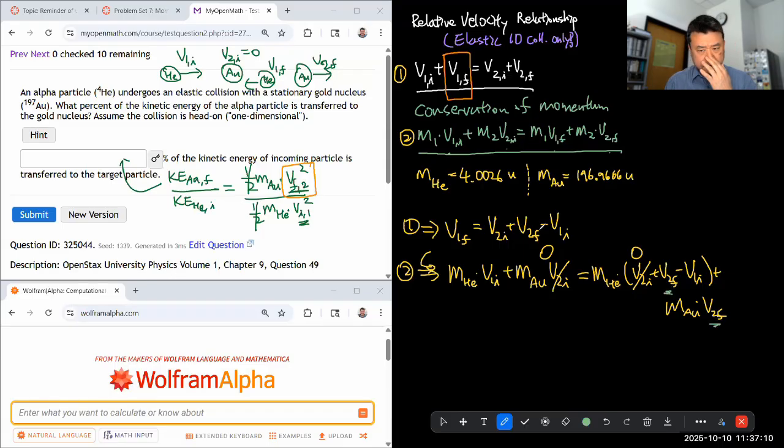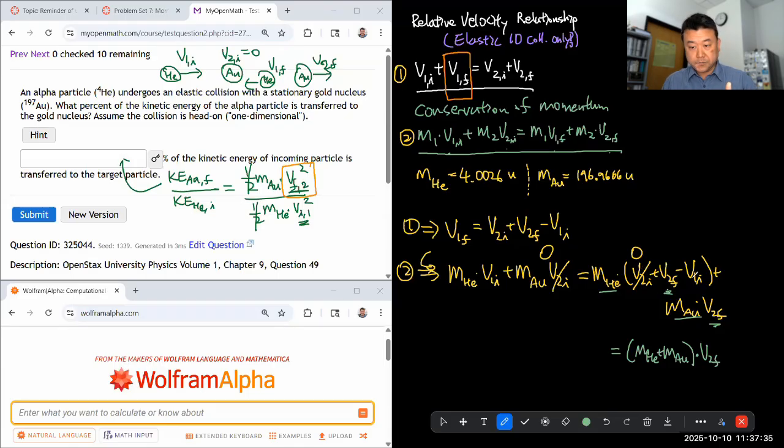So let me combine the like terms that way. On the right hand side, it looks like what I'll have is this term and this term. I can imagine collecting the like terms, factoring out V2 final. So it'll be mass of helium plus mass of gold times V2 final. Let's take those terms taken care of.